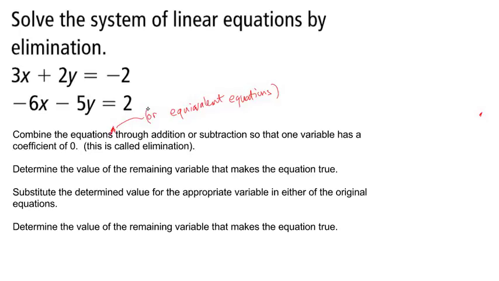through addition or subtraction. So what I mean by that is I could take this equation and multiply each side by 2. And on the left side I would then have 6x plus 4y, and on the right side I would have -2 times 2, which is -4. And then I could just leave my bottom equation as is.